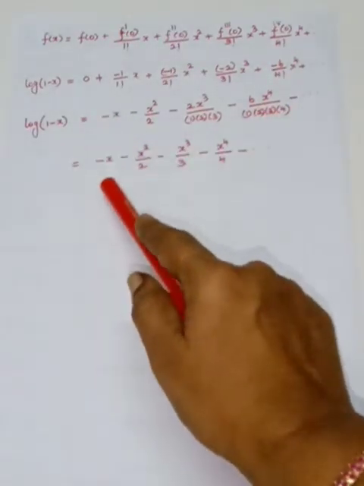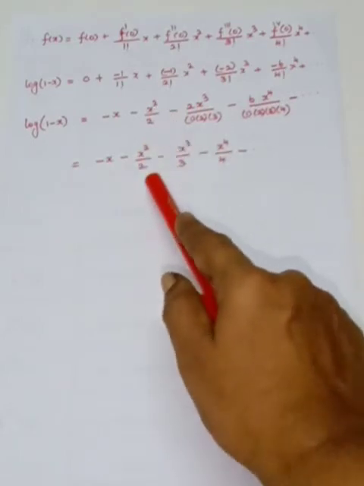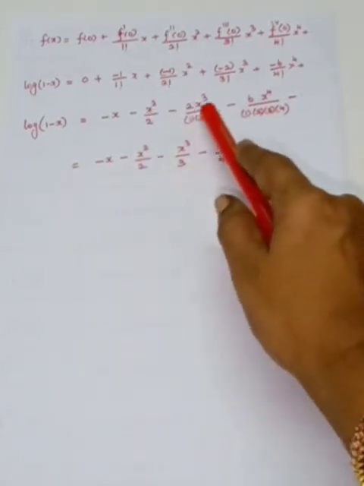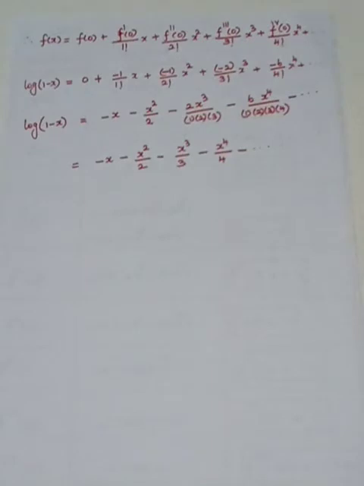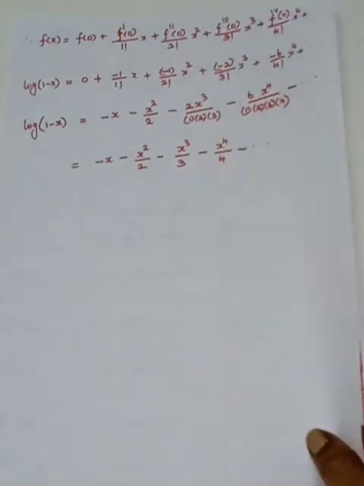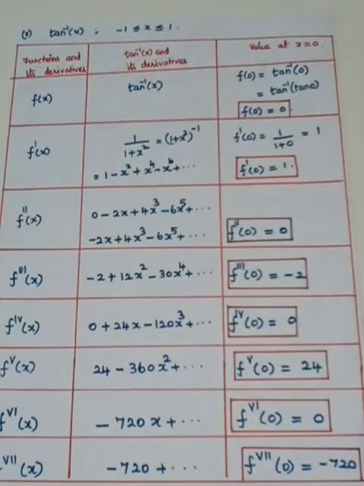Okay, so the first term is minus x, the second term is minus x squared by 2, and the 2 in the denominator gets cancelled. Therefore minus x cubed by 3, since 2 into 3, 1 into 2 into 3 is 6, so the 6 gets cancelled. The remaining is 4, so therefore x to the power 4 by 4, minus etc. So this is the expansion of log of 1 minus x.